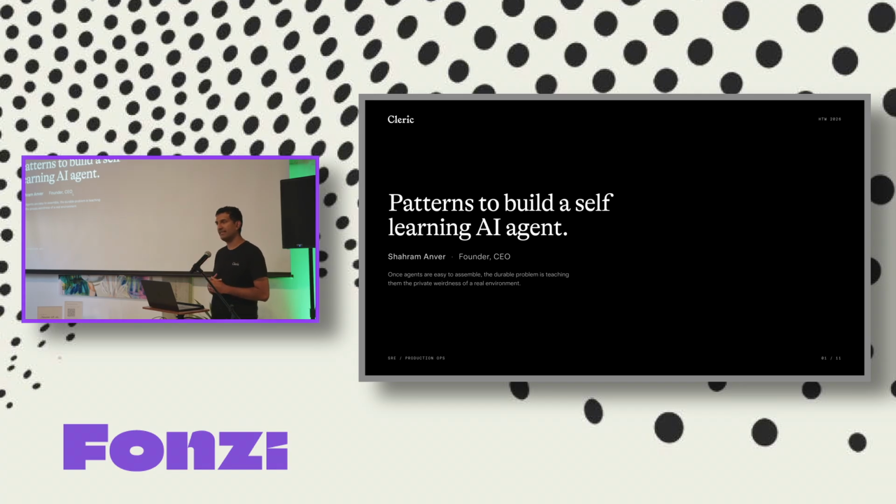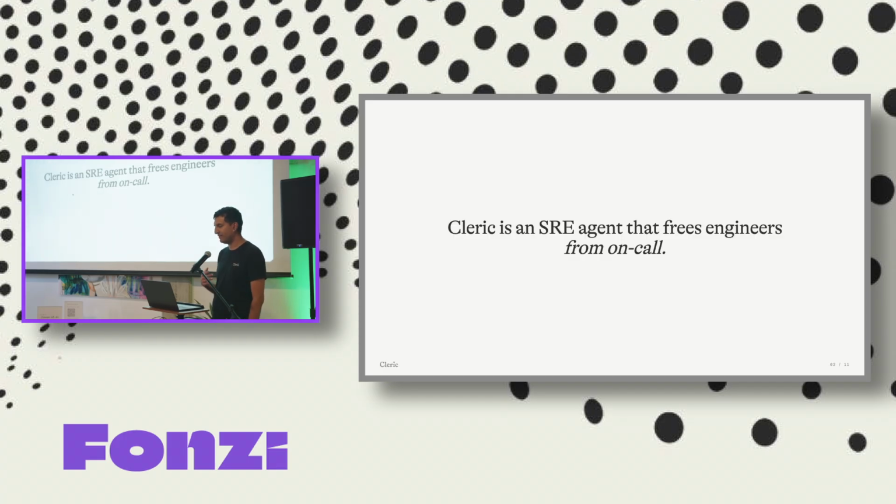So our focus at Cleric is to build what we call a self-learning AI agent, and I think that's the future, the next step of the evolution of building a really compelling agent. So maybe just a quick intro about us. It's an SRE agent, site reliability engineering, and our whole mission is to free engineers from having to be on call. The reason I want to show this is that a lot of the examples I'm going to show you are very SRE or on-call focused, but I've tried my best to make sure it's generalizable enough that you can apply the patterns with our agent to whatever it is that you're building, right?